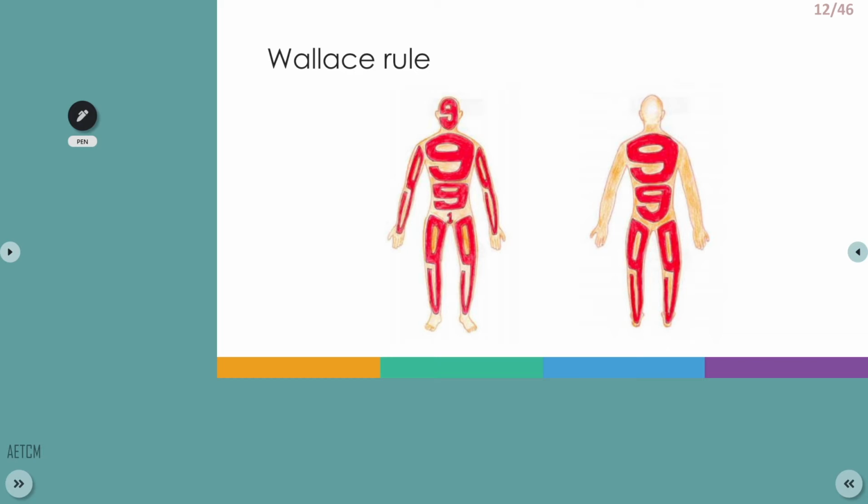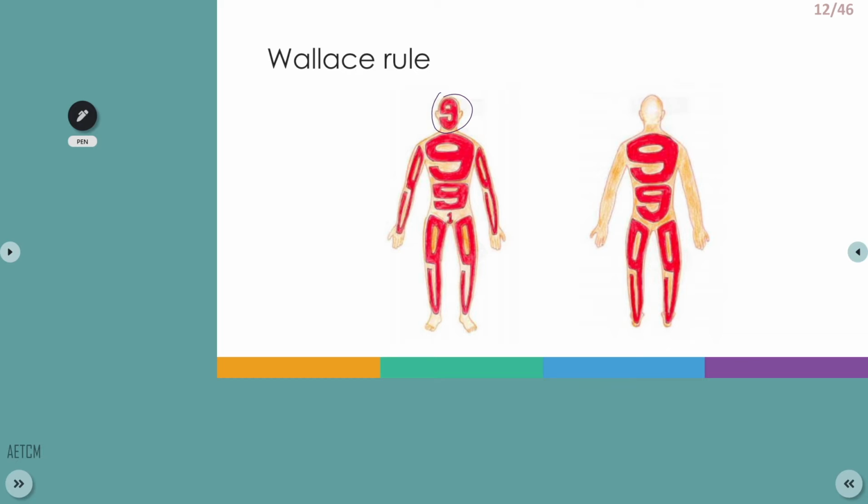Suppose the patient's face and head is burnt, we give a total score of 9. If the anterior chest is burnt, the patient will have a score of 9. If the posterior chest is burnt, also a score of 9. So if anterior and posterior are involved, the patient gets 9 plus 9, 18. If the anterior abdomen is burnt, it will be 9. And if the posterior part of the abdomen or the thoracic region is involved, the patient will have a score of 9. Upper limb, both anterior and posterior included, gets a score of 9.